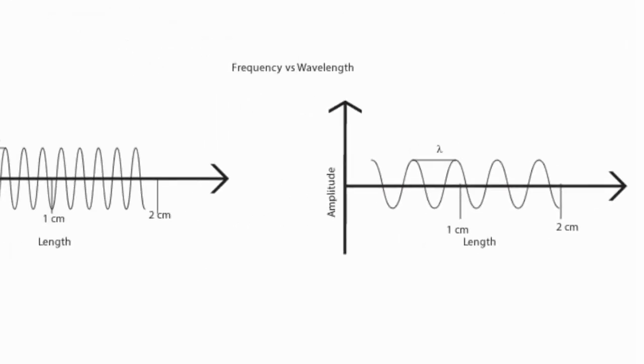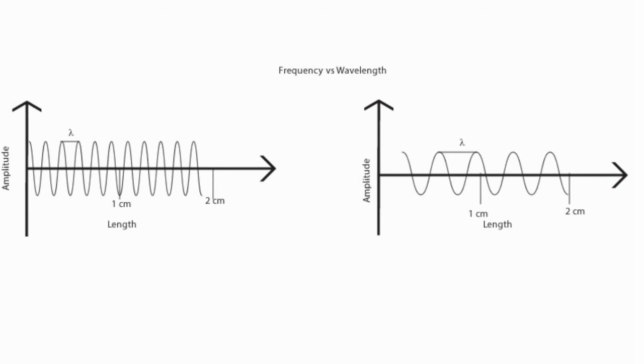As before, the frequency of the wave on the left is higher than the frequency of the wave on the right. You see that? Recall the formula of the wavelength. The Greek letter lambda, which you see here, is equal to velocity of the sound divided by sound frequency. Now look at these two graphs. What do you see?